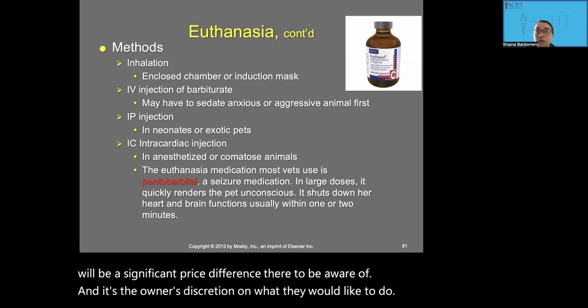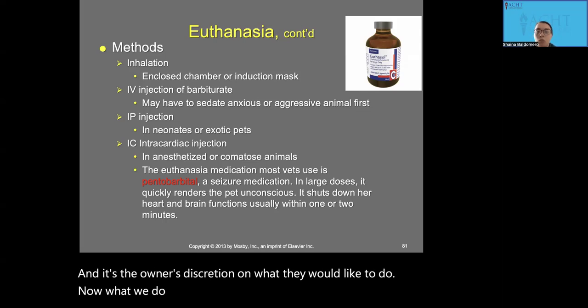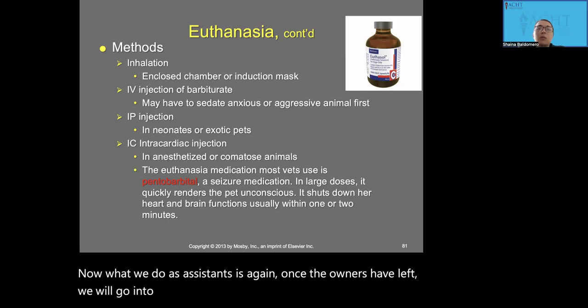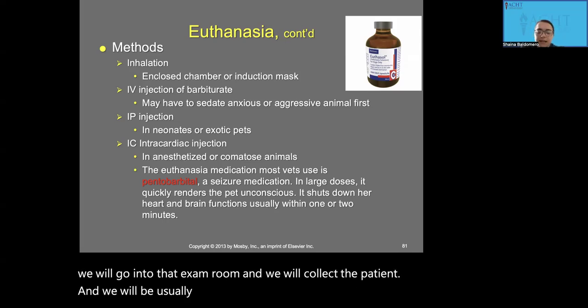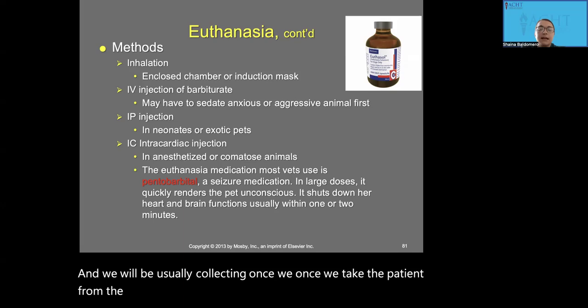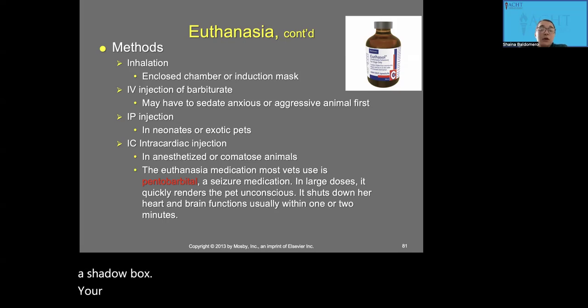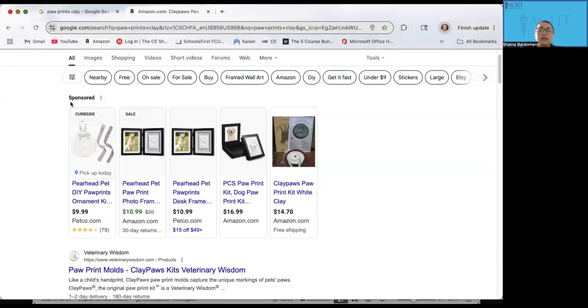Now, what we do as assistants is, again, once the owners have left, we will go into that exam room and we will collect the patient. Once we take the patient from the room, we'll usually collect a hair sample for a shadow box. Your hospital might do a nose impression. Most commonly, we do paw print impressions. Let me just show you a quick visual of what that looks like.